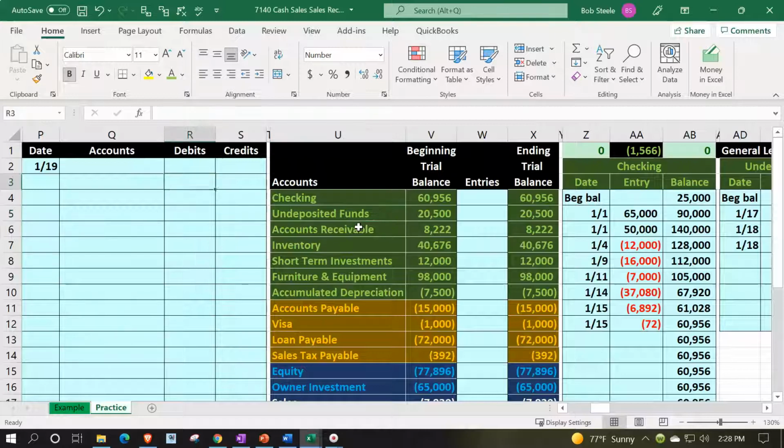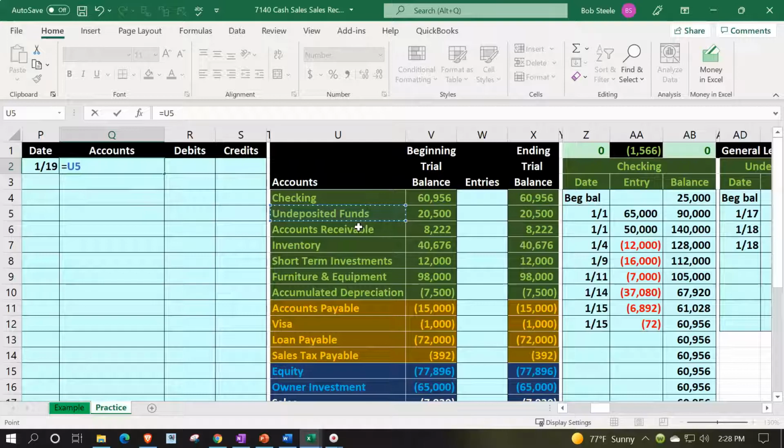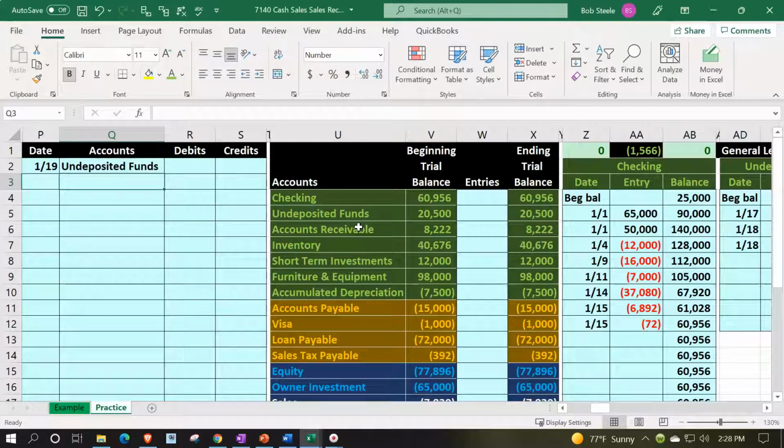So we're going to start off with undeposited funds. We're going to get money going into undeposited funds instead of accounts receivable. The rest of it will look a lot like the invoice. So I'm just going to add the accounts right now.